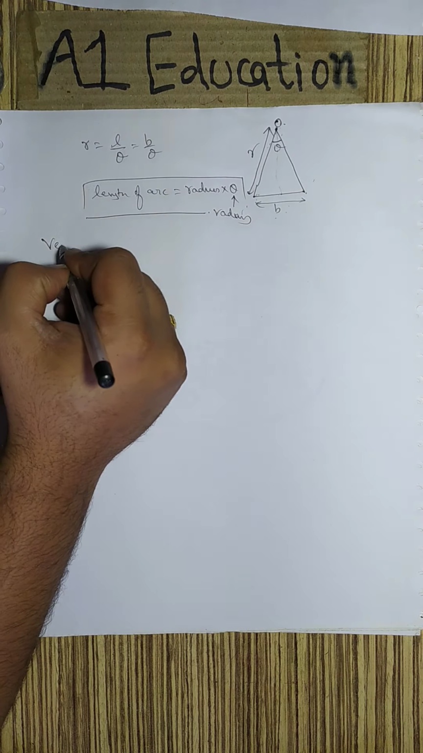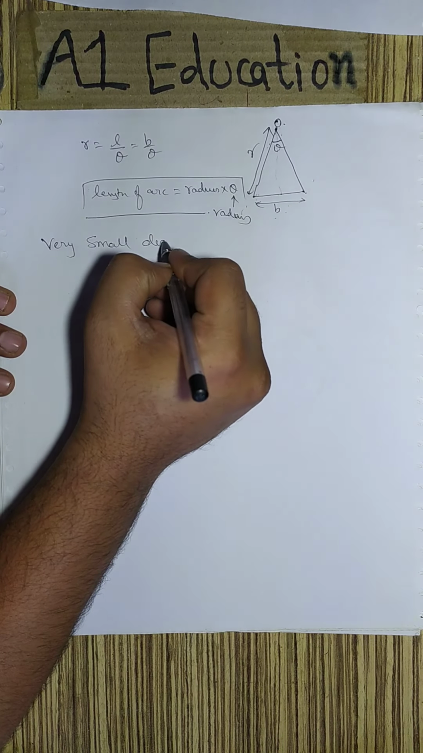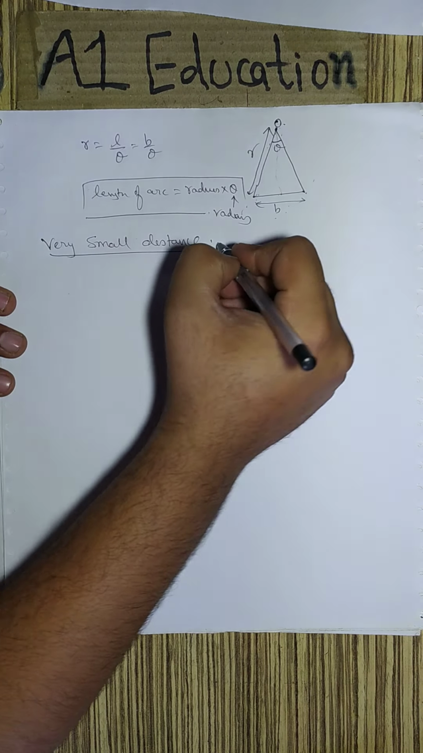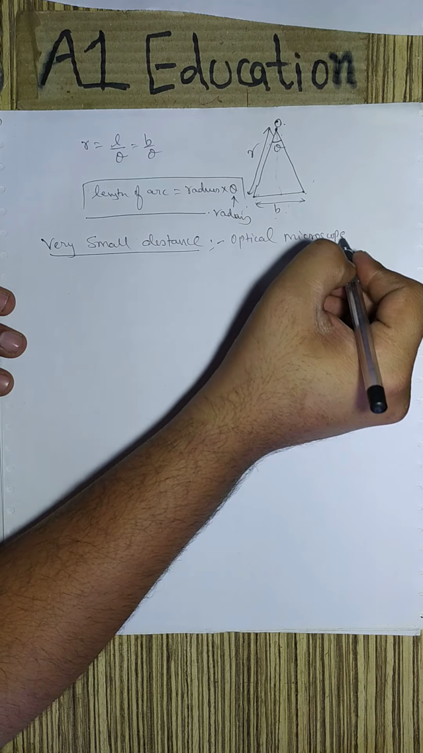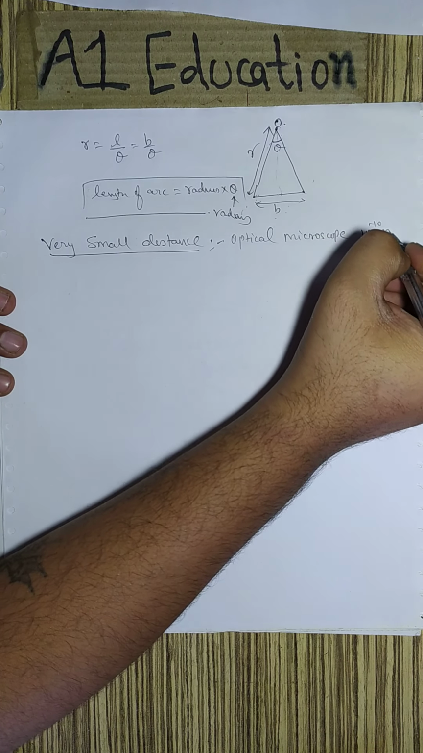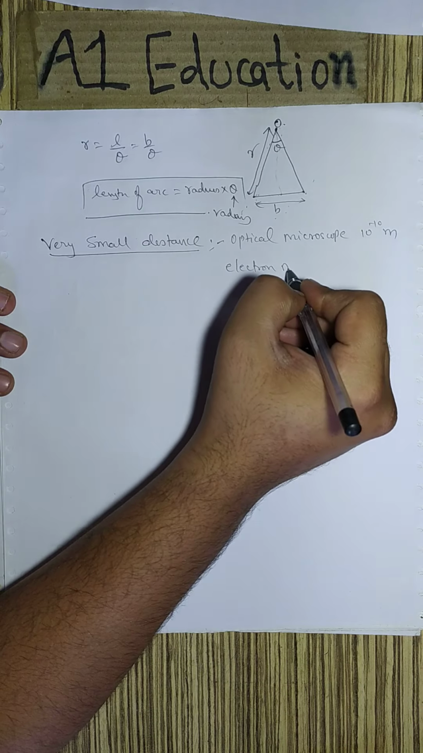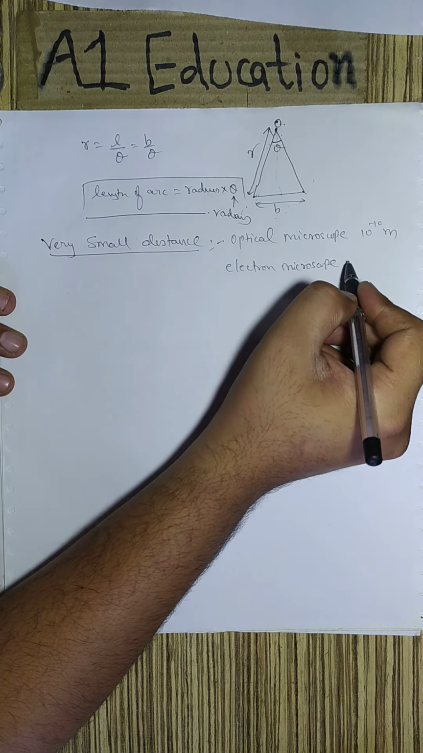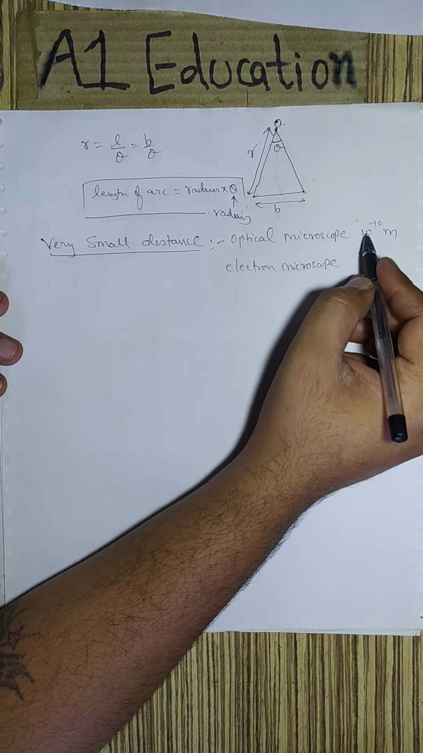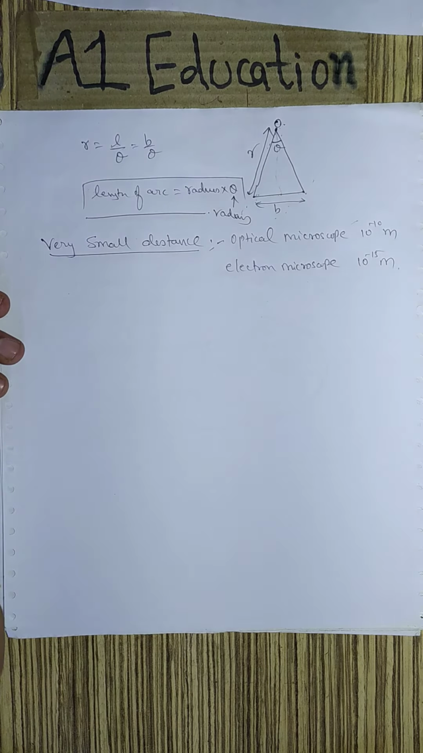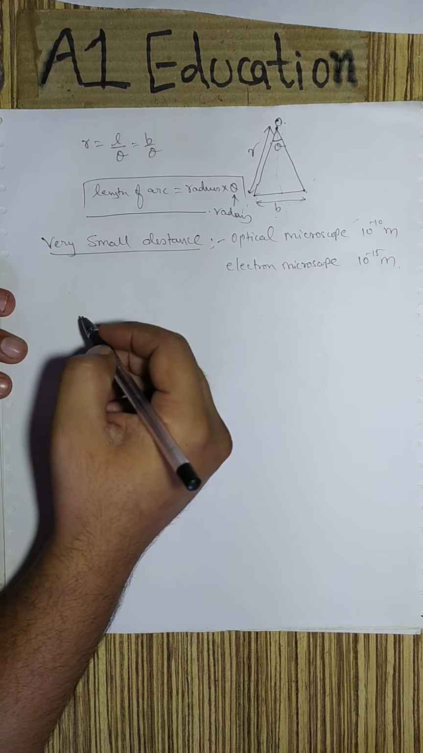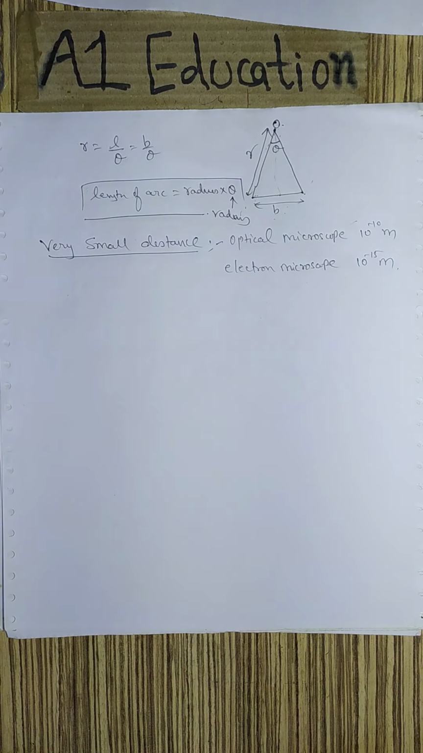Then to measure very small distances or very small lengths, we have the optical microscope. It measures up to 10 to the power minus 10 meters. Then we also have an electron microscope, which is much more powerful than 10 to the power minus 10. I think it can measure up to the level of fermi. So we make use of this. In measurement of length, we see some additional units which are used to measure the length.